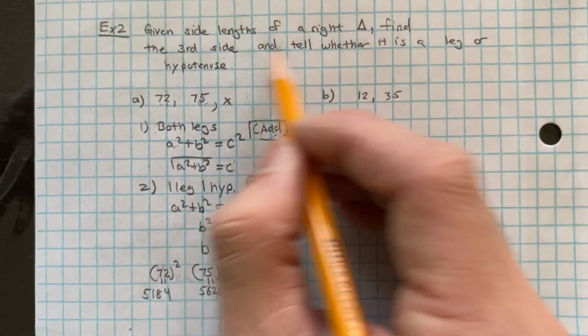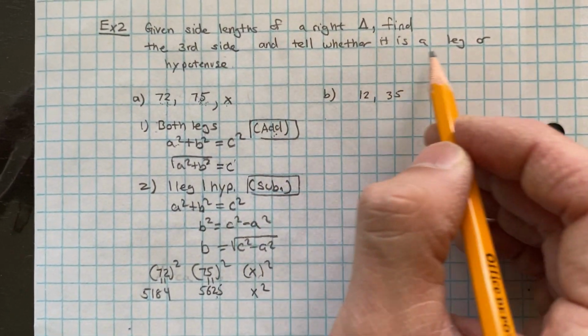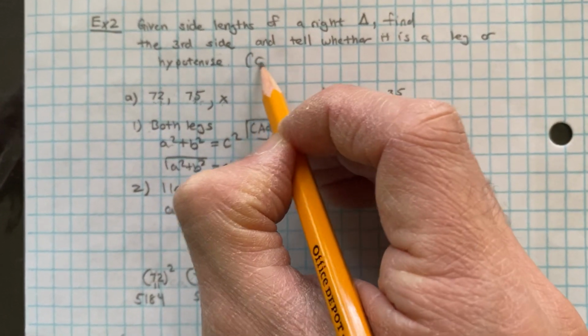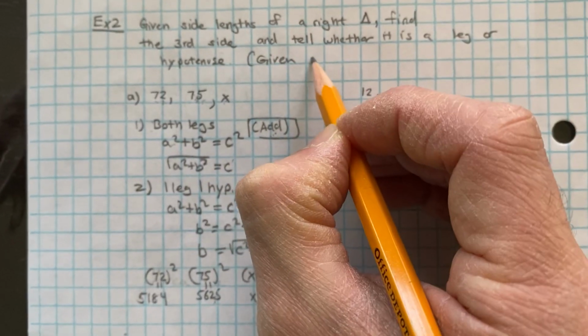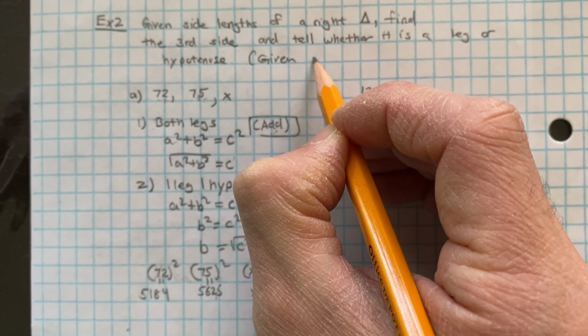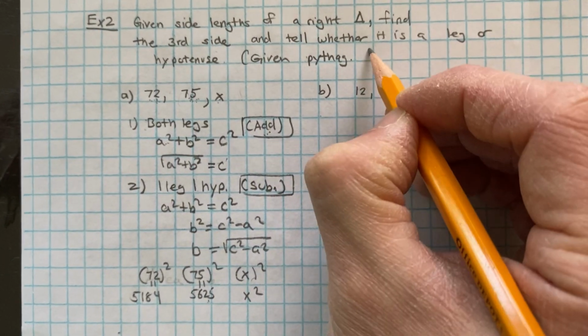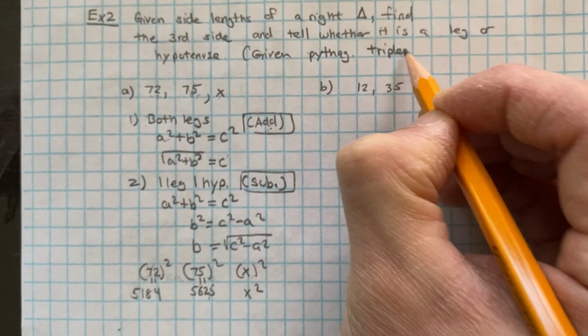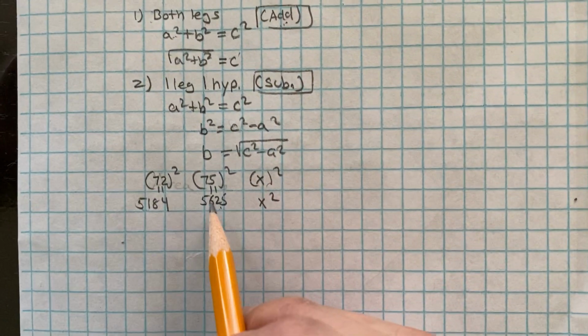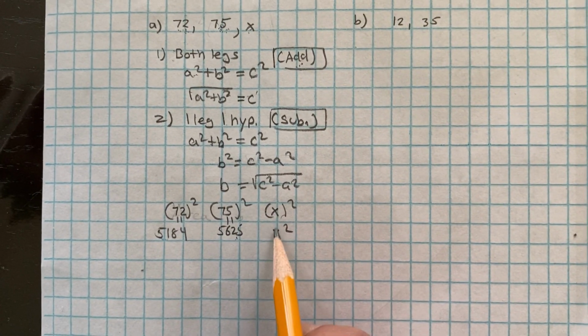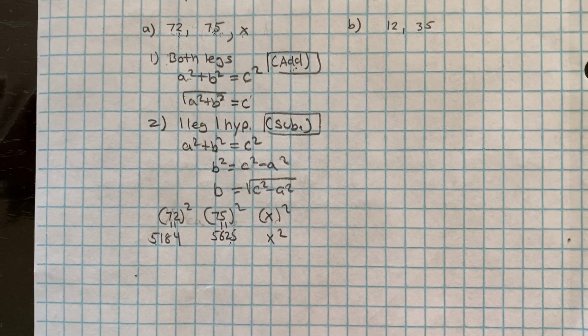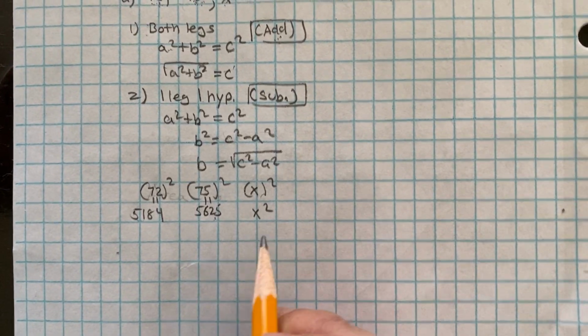Given the side lengths of a right triangle, find the third side and tell whether it's a leg or a hypotenuse. Given it's a Pythagorean triple, that means that whatever number I have for x, it has to be an integer, okay?